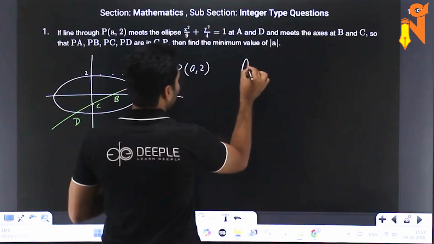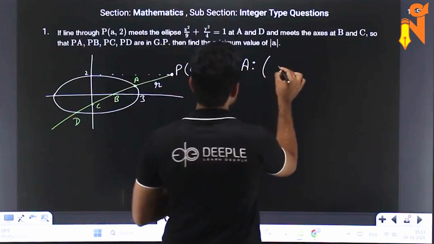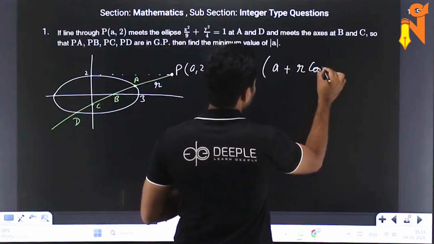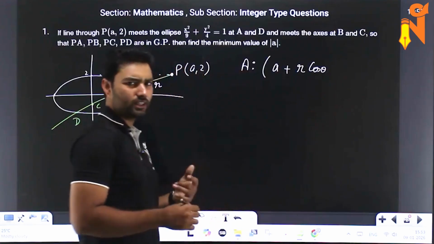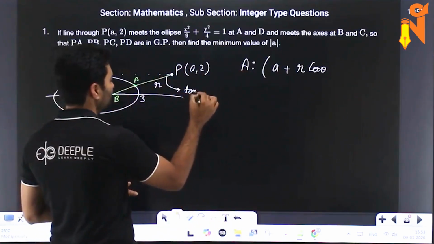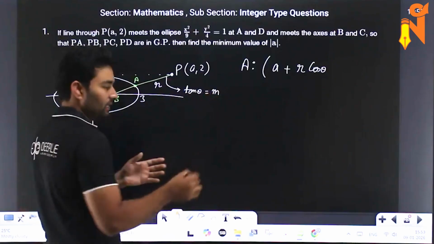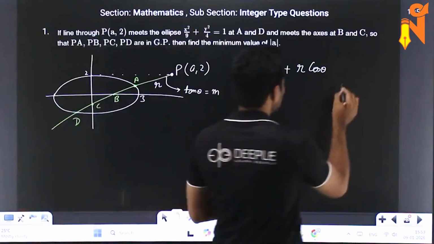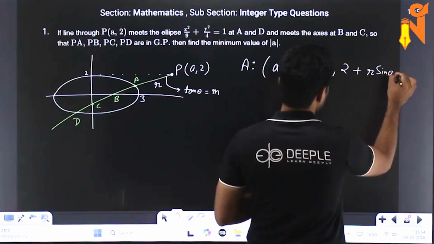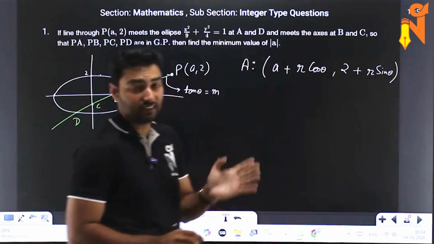So point A will be A plus r cos theta. What is cos theta here? I will assume the slope is tan theta. Slope is tan theta. Okay. So obviously the point is A plus r cos theta comma 2 plus r sin theta. I hope this is clear, if you know this straight line concept.